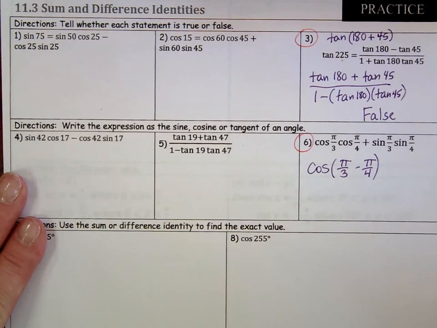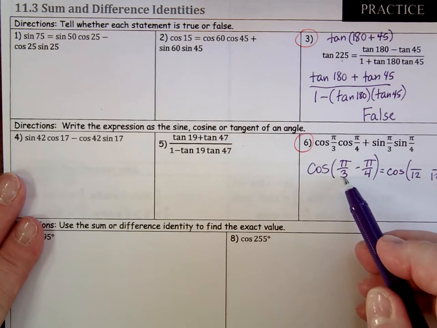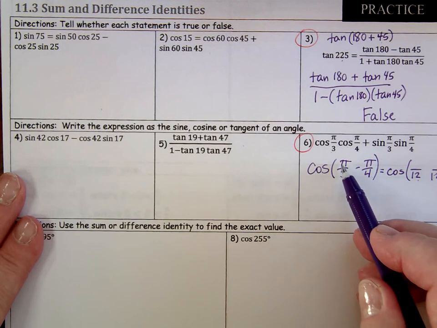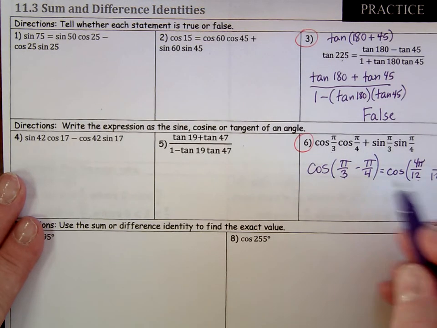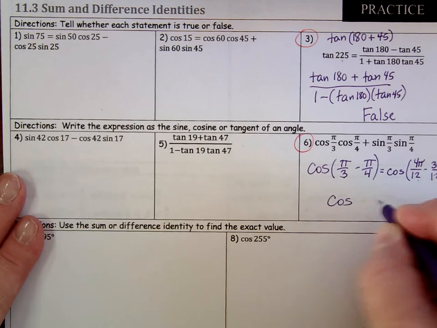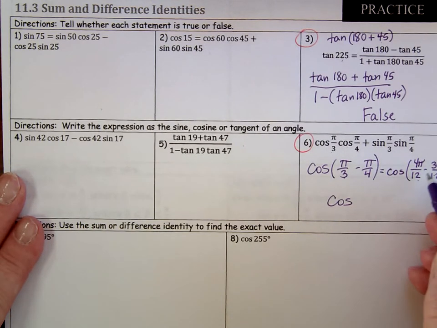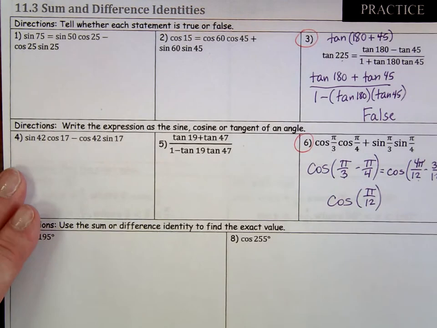Well, I've got to figure out what that actually is, so I've got to get common denominators. A common denominator between 3 and 4 is 12. To turn the 3 into a 12, you multiply by 4, which makes this 4 pi. To turn the 4 into a 12, you multiply by 3, which makes this 3 pi. Now I've got common denominators and I can do the subtraction: 4 pi over 12 minus 3 pi over 12 gives me 1 pi over 12. And that's your answer.